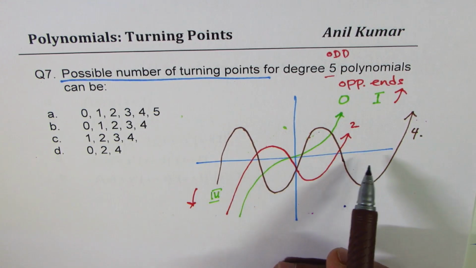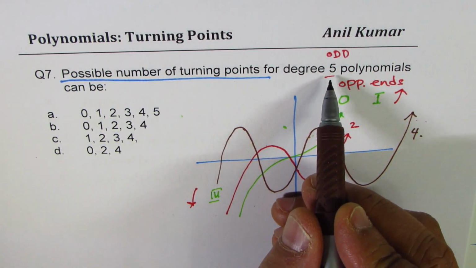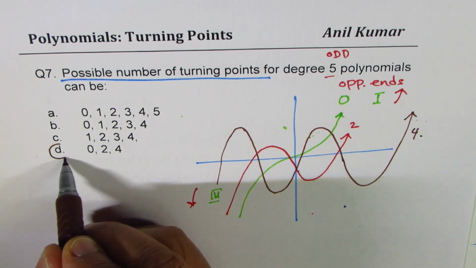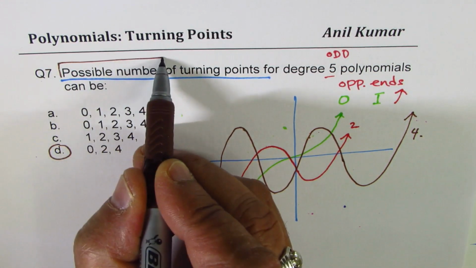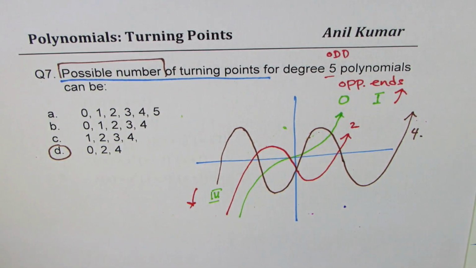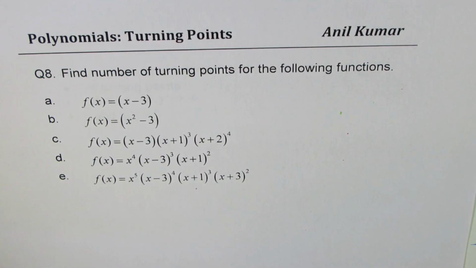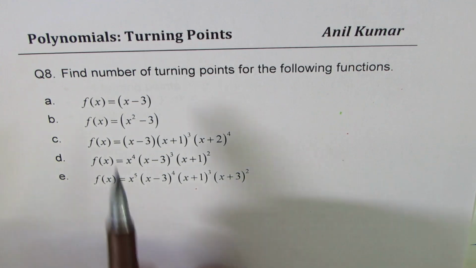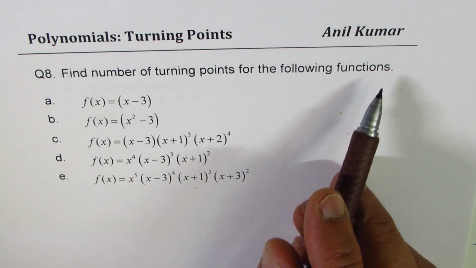So what you notice here is that an odd degree function will have an even number of turning points, and all possible turning points are 0 to 4. Now this question is very different from the first few questions where we were asking for only minimum and maximum. Remember, we could also have 2 turning points in this situation, right? So 0 to 4 is the correct answer. Question number 8. Find the number of turning points for the following functions.